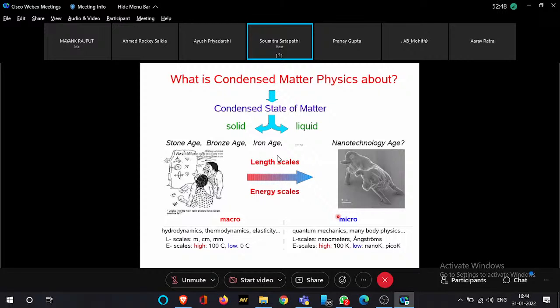So if I have to divide 1 meter by 10 to the power 9, you just have to put 9 zeros after 10, and if you divide 1 by that number, 10 to the power 9, then you will get 1 nanometer. So you can think about what is the smallness we are talking about here, right?